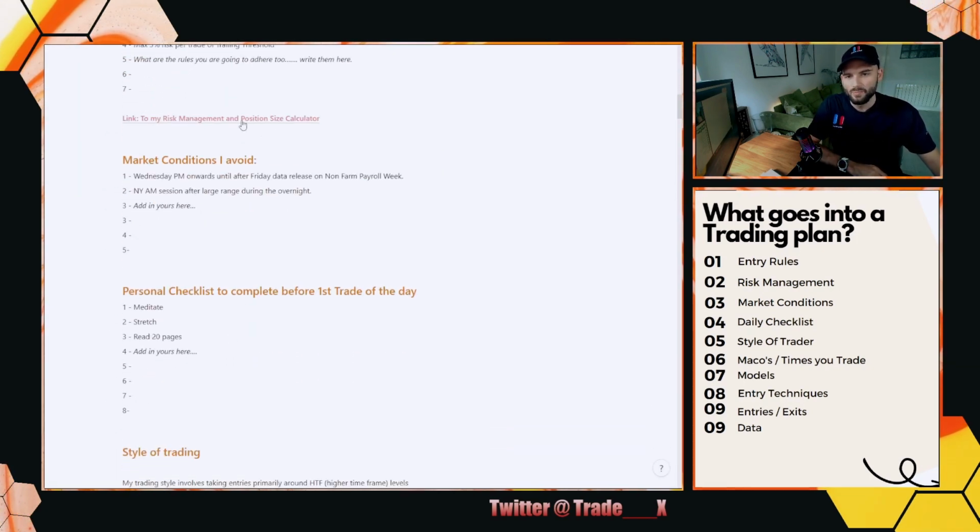All right. Now below that, market conditions which I avoid. Now this is super important. Essentially, this is what's keeping me out of choppy conditions. But you want to annotate in here what are the conditions that you avoid. It might be certain times, whatever, but you need to be specific about what it is that you want to avoid. So you can grab a couple of mine. One is Wednesday PM onwards until after Friday's data release on non-farm payroll week. So I actually did this last week and I had an incredibly successful week. We bagged heavily inside of Red Pill, and it's because of these very, very simple rules that are governed inside of my trading plan.